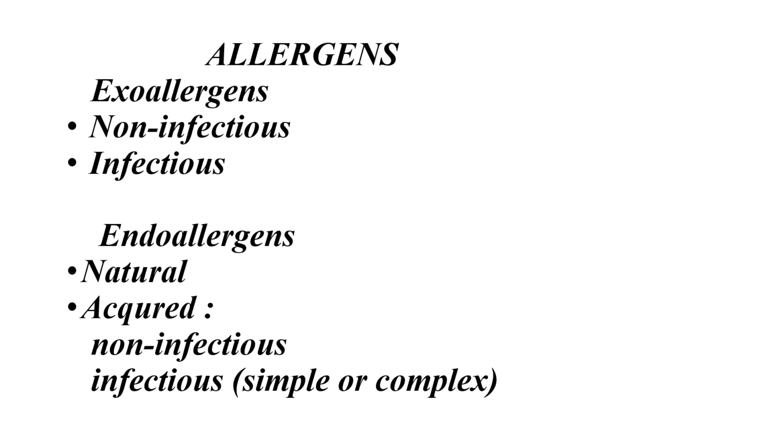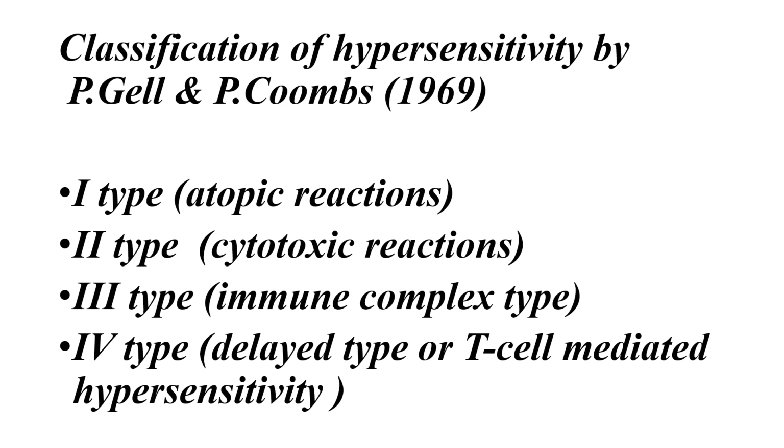Allergens have several types, for example, exogenous and endogenous allergen factors. Exogenous allergen factors are non-infectious and infectious factors. Endogenous allergen factors are natural factors and acquired factors, following non-infectious and infectious factors.